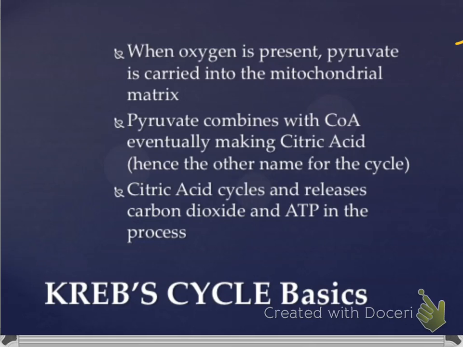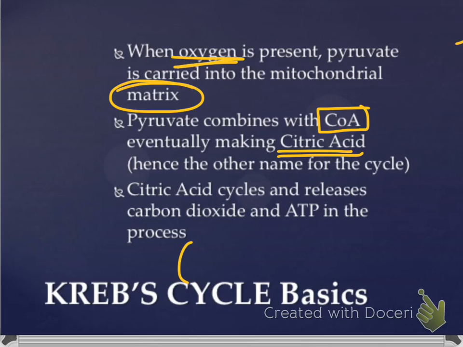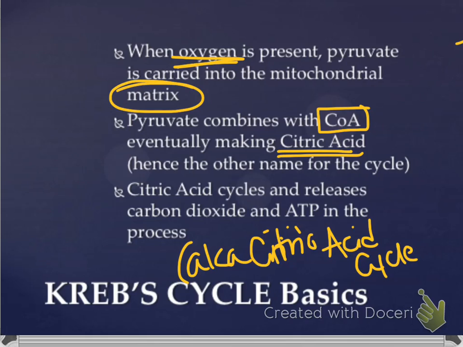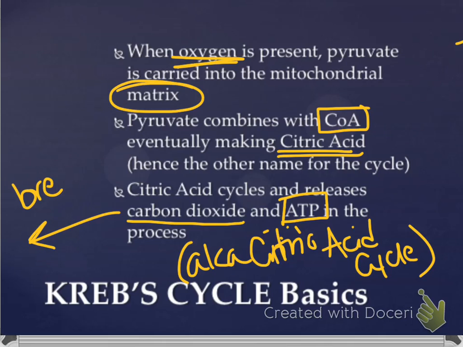So when oxygen is present, so oxygen has to be there, pyruvate goes into the matrix. So we just talked about where the matrix of the mitochondria is. It combines with something called CoA, and it makes citric acid. Okay? Krebs cycle is also known as the citric acid cycle. It releases your carbon dioxide and it makes ATP. So this is where our waste that we breathe out is formed. And then the ATP goes on to the next step.